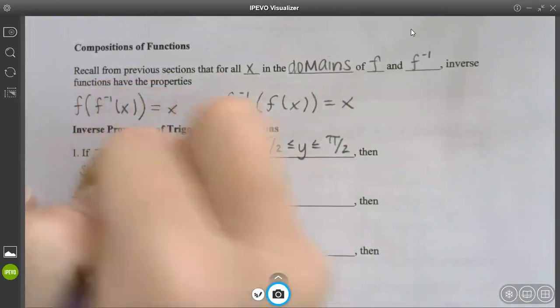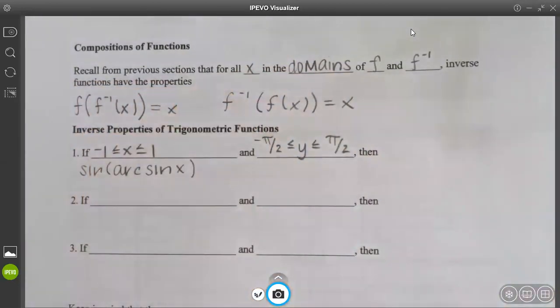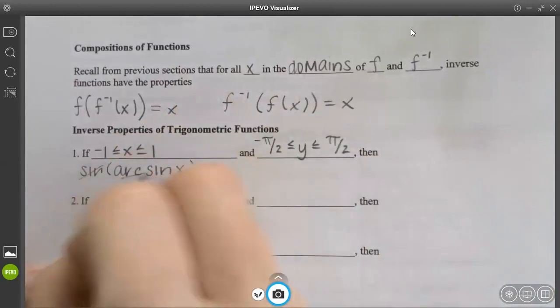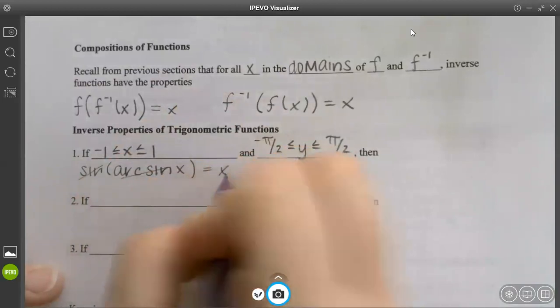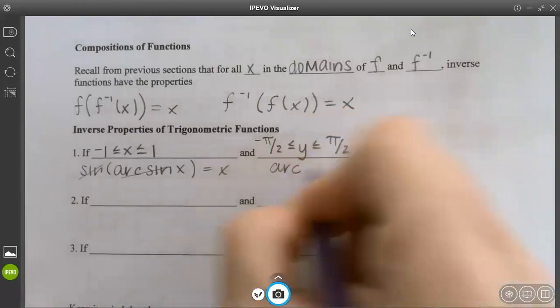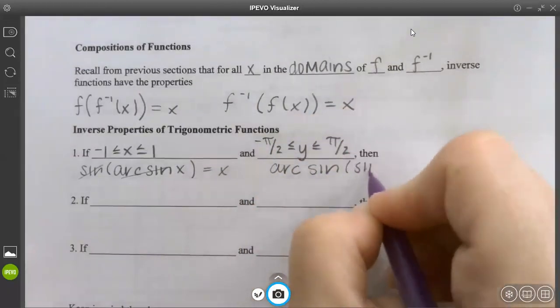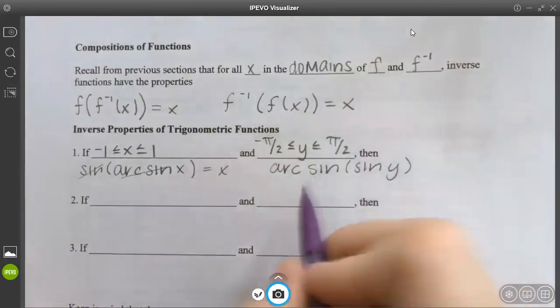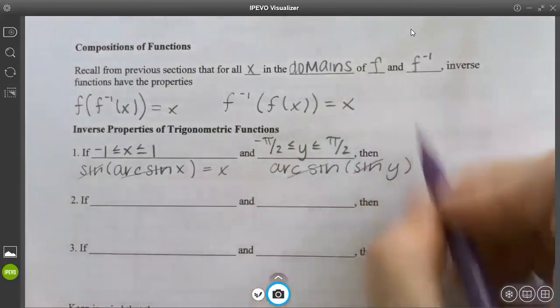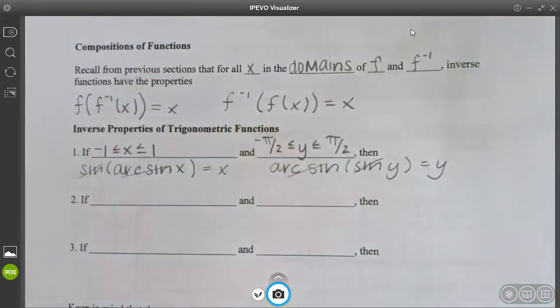Arc sine x. It's like ln and e, how they cancel each other out because they're inverses of each other. Sine and arc sine will cancel out and just leave you with x. Or vice versa, if you have arc sine sine y, arc sine and sine will cancel out and just leave you with y. So that's exactly what it's saying up there. Like ln and e, arc sine and sine cancel each other out.